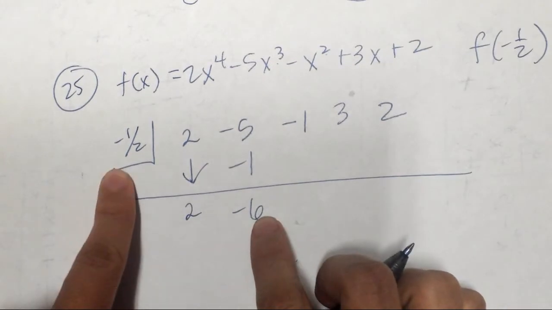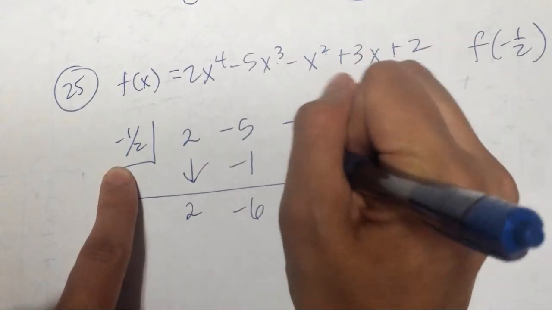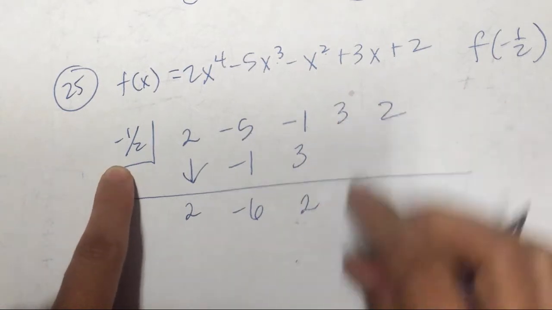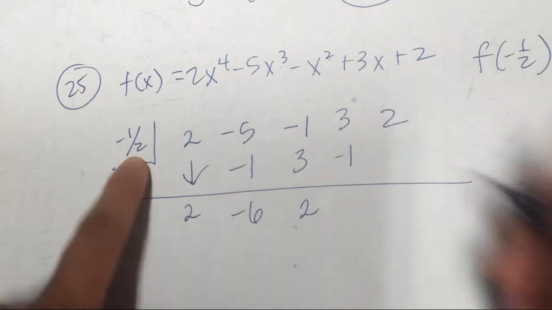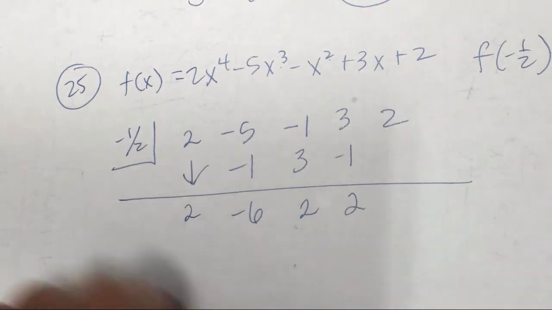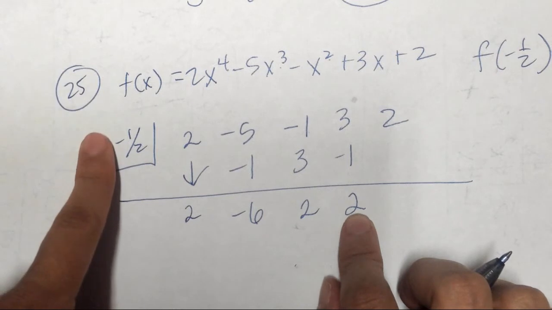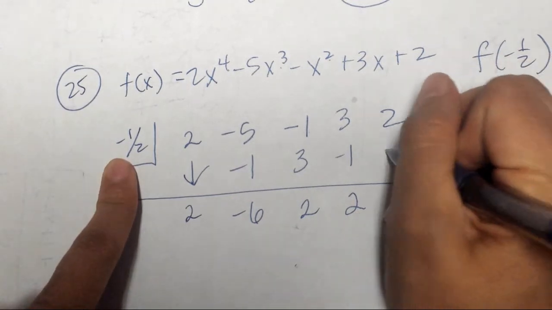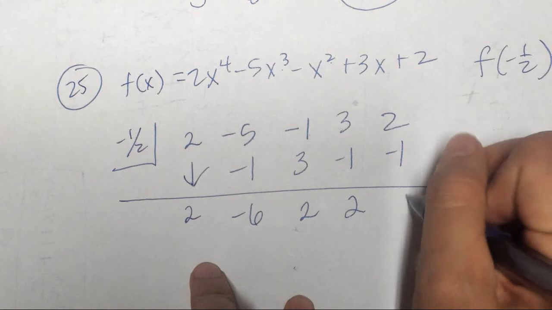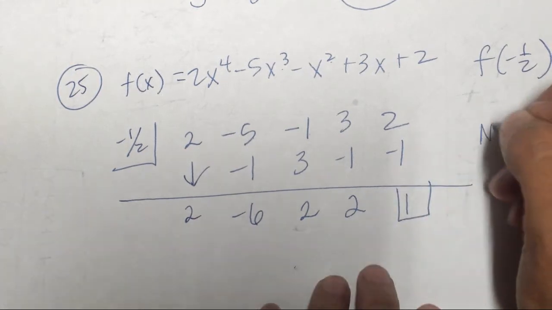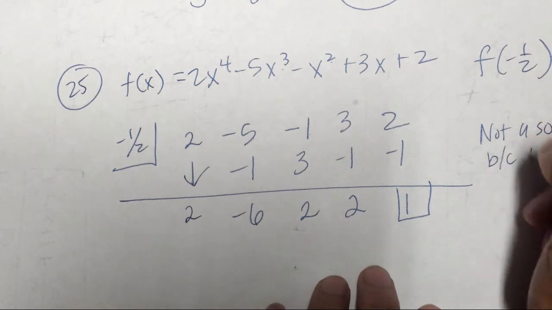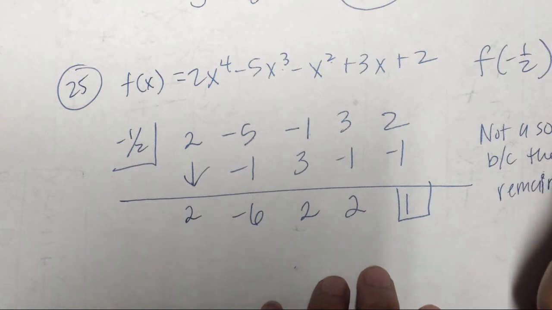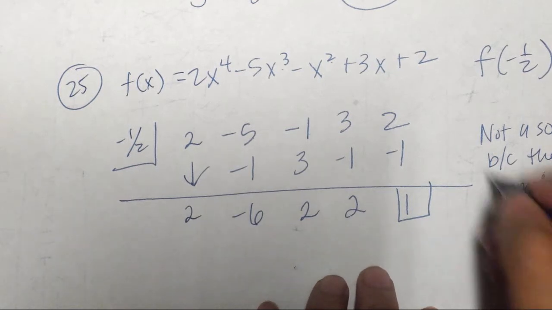Negative 1/2 times negative 6 is 3, and a negative times a negative is a positive. So 3 minus 1 is 2. So again, 2 times negative 1/2 gives you negative 1. 3 minus 1 is 2. 2 times negative 1/2 is still negative 1. 2 minus 1 is 1. So this one is also not a solution because the remainder is 1 and it's not 0.